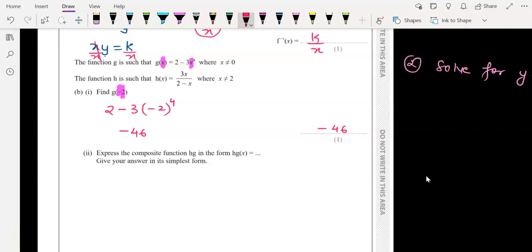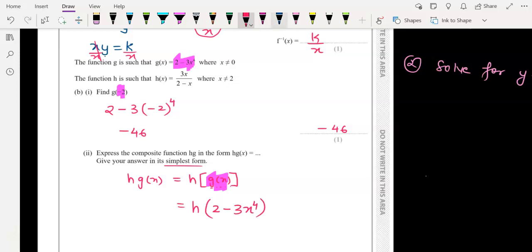Second one, express the composite function hg in the form asked. Give your answer in the simplest form. Okay, so you want to find the value of hg(x), which is the same as h of g of x. Now, first step is to substitute the value of g of x. Now, g of x is 2 minus (3x) to the power 4. So we'll write here h, and in place of g of x, you'll write 2 minus (3x) to the power of 4.